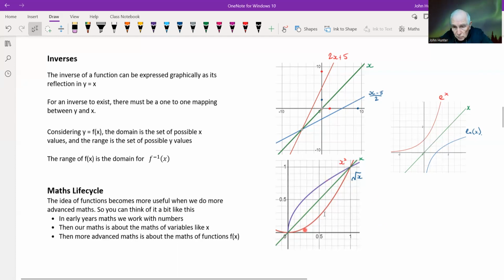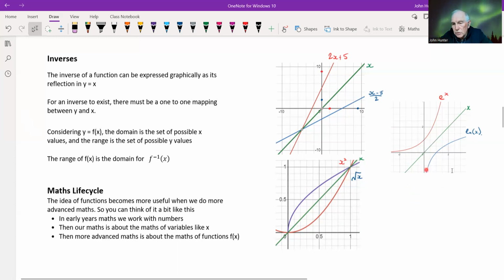Here the red one is y equals x squared, and the blue one is the square root of x. I think we can see that those are inverses of each other, and we can see they are reflections of each other in y equals x, which is the green line.